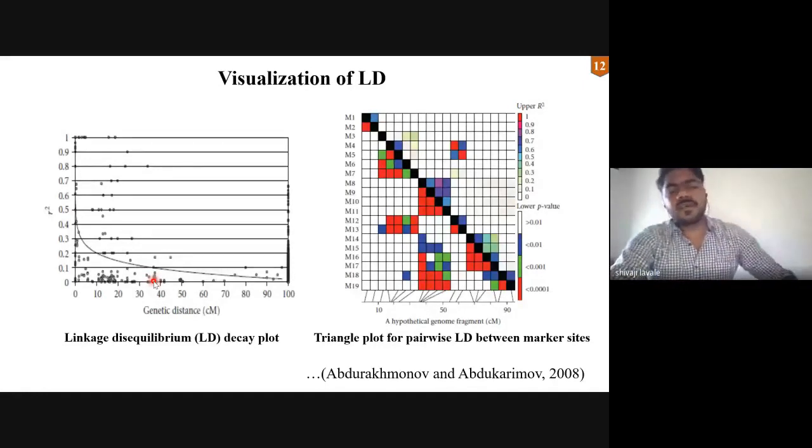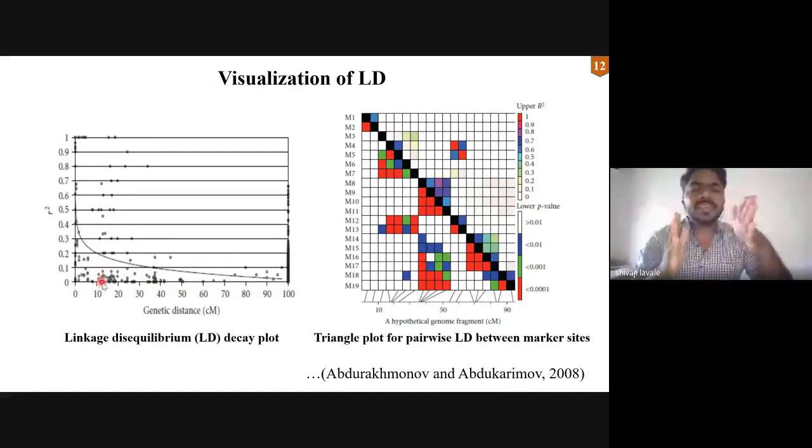So using this, we can decide the number of markers that we are going to use. If the graph comes like this and the LD block size reduces, if it comes to 10 centimorgan, then we need to use a large number of markers because the LD block is getting reduced. So this is how this LD decay plot is important. This is one kind of representation for LD.